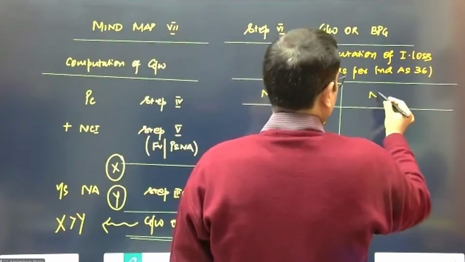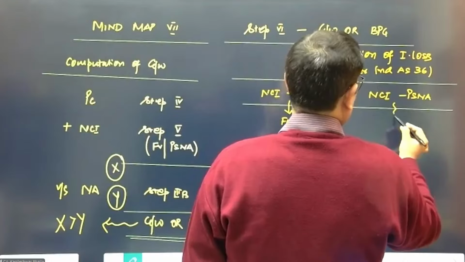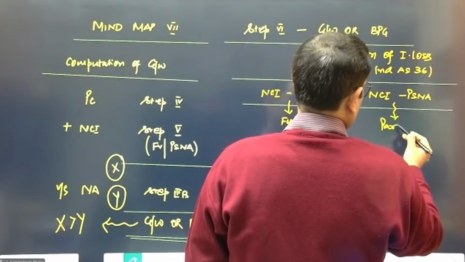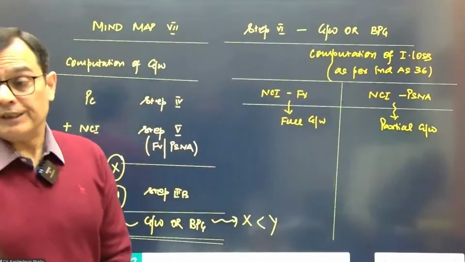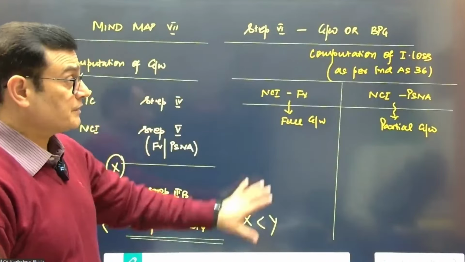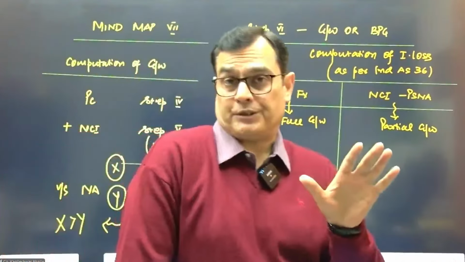And if the NCI is at PASNA, then you're getting a partial goodwill in this case. Now let's see how this partial and full goodwill is going to impact the calculations. Now let me remind you, we are focusing in terms of IAS 36.